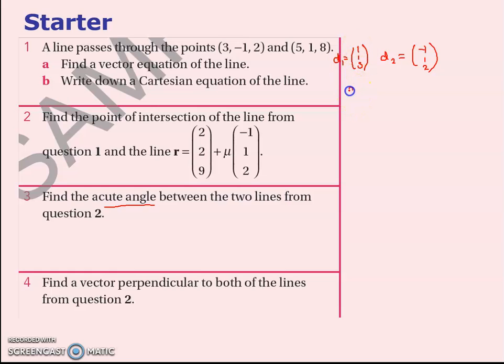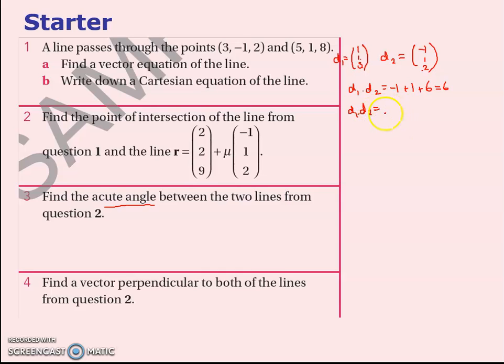Remember, the direction vector is always the one attached to the lambda or the mu or whatever letter you've got. Now, you have to times them together. Dot product is the rule. And when you dot product them, you get 1 times by minus 1, which is minus 1. 1 times by 1, which is 1, so I'm going to plus 1. 3 times by 2 is 6, and that actually gives me 6 when I do it.